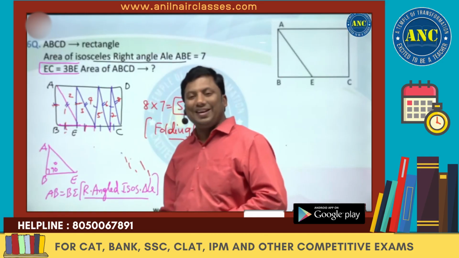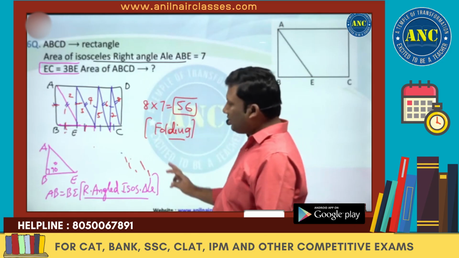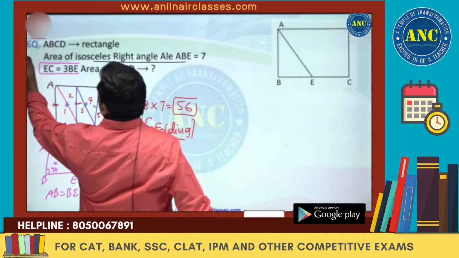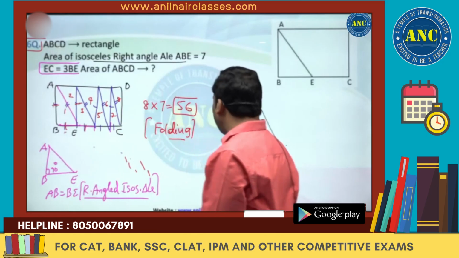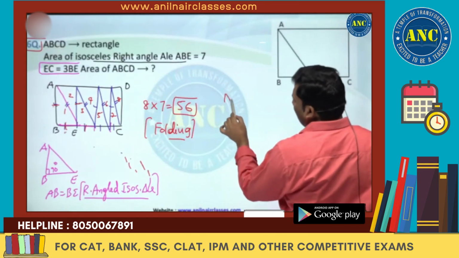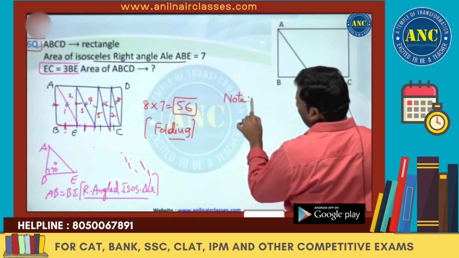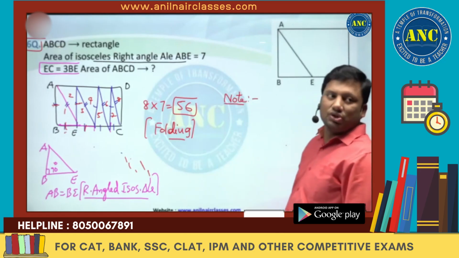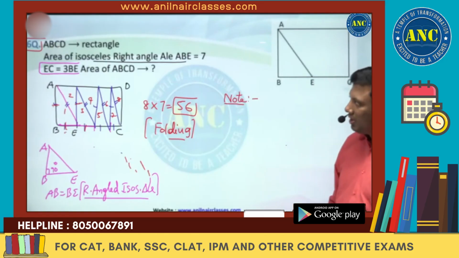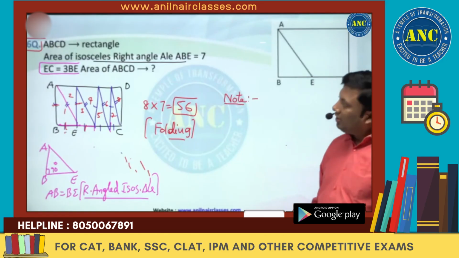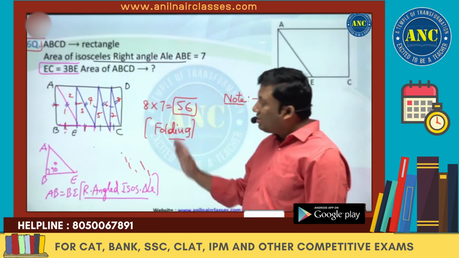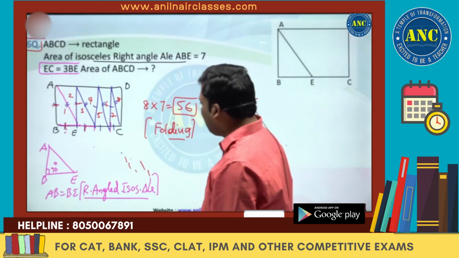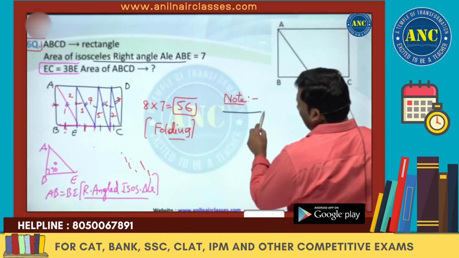8 similar right angle triangles I will get. 8 into 7, answer is 56. I hope the 16th question, it is very, very clear to you. Very, very important note. Please write down this important note. Each and every question should teach you a concept. So total area of the rectangle, it is 8 right angle triangles. Each right angle triangle is 7. 8 sevens are 56.